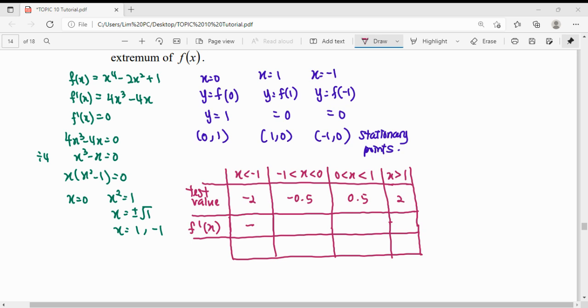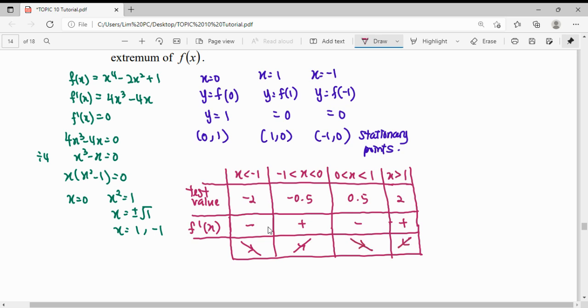For the next interval, as we substitute negative 0.5, we get positive. Continuing to substitute the values into f prime x, we get negative. You can do this by pressing your calculator. As we can see, our results are negative, positive, negative, positive. Negative means the gradient of the tangent is going down, decreasing. Positive means the gradient of the tangent is going up.